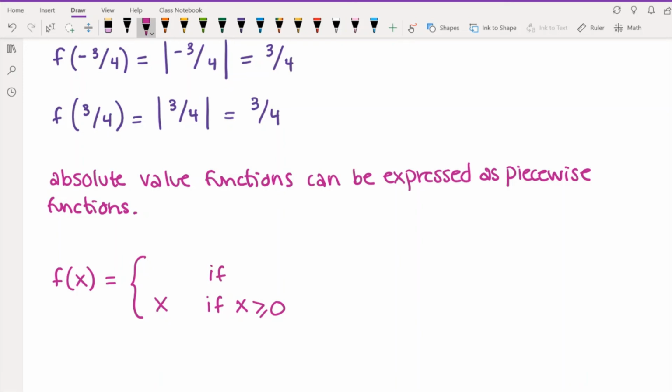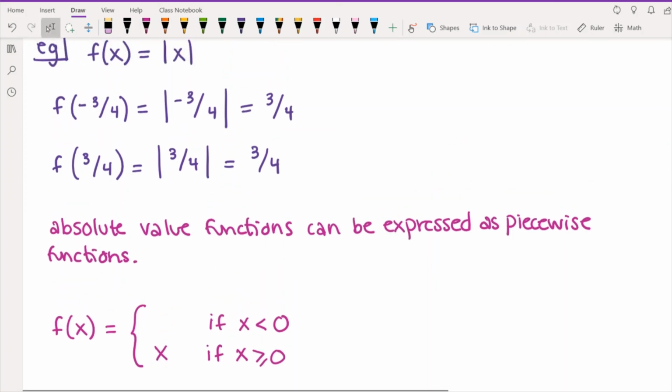So the other case will be if x is negative. So if you're plugging in a negative number, what happens? Well, the sign gets flipped, right? You started with, for example here, negative 3/4 as your input, and you ended up with positive 3/4 as your output.